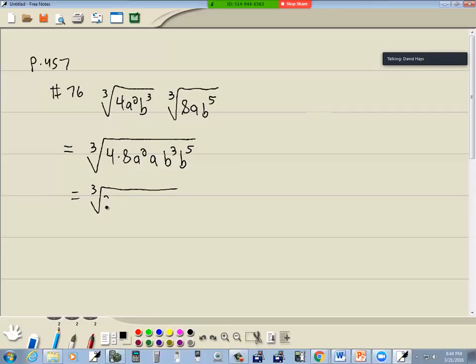So 4 is 2 times 2, and 8 is 3 2's. A squared is 2 a's, and then a single a. I should probably use my shortcut here, but this is still not too many. 3 b's, 5 b's.